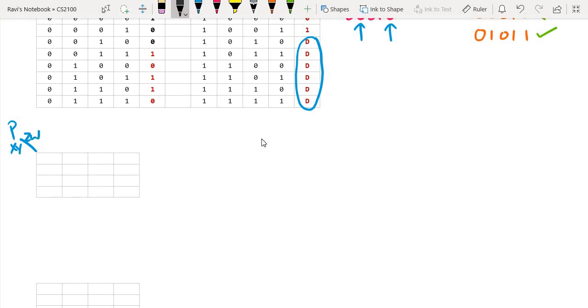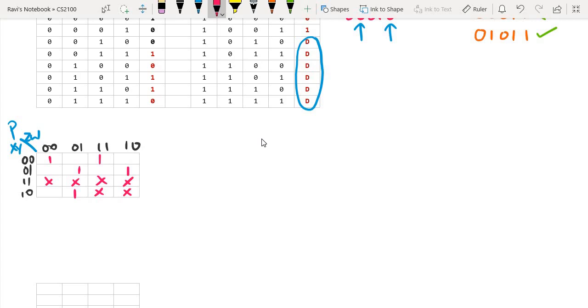I'm going to do what I did before: 00, 01, 11, 10 for the columns, and 00, 01, 11, 10 for the rows. Let's put in the ones. The ones are here: 1 1 1 1, X X X X X X, 1. These X's here are the don't care conditions. You can put it as D or as X's, it's up to you.